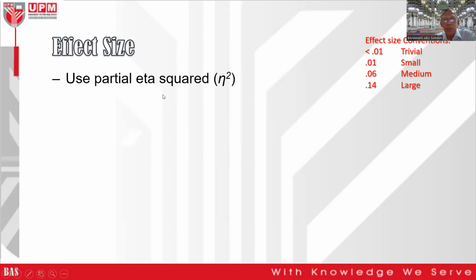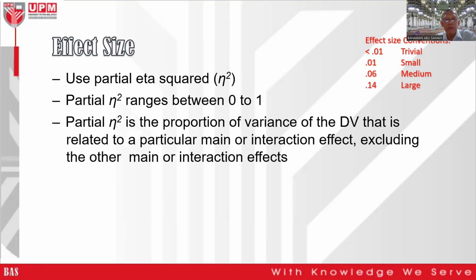Okay, finally, the effect size. For the effect size, remember, we are calculating partial eta squared. We don't calculate eta squared, but we calculate partial eta squared. For partial eta squared, the value, as we have discussed earlier, ranges between 0 and 1. We can explain the eta squared in terms of size. If we were to explain in terms of size, we can use the one given by Cohen.